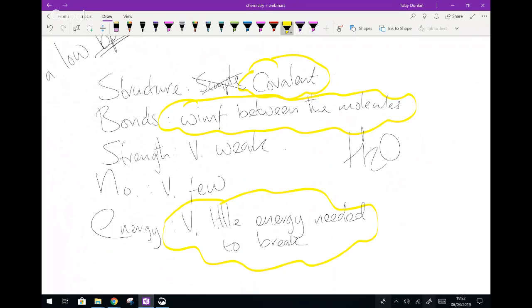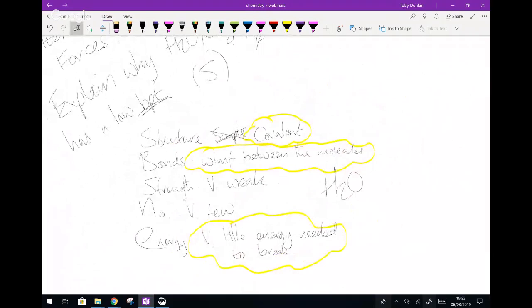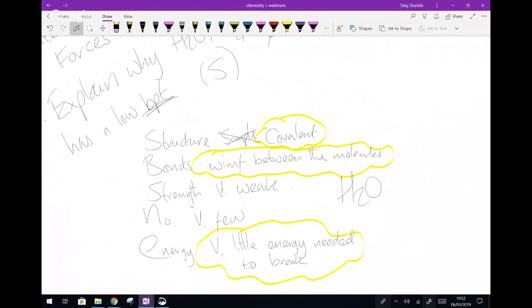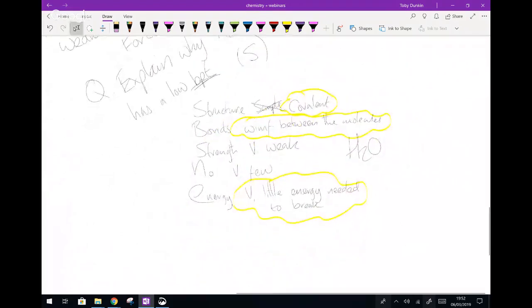I want to teach you a method to gain every mark with absolute clarity, with absolute assurance. You get to walk away going, smashed it, every point's there. I'm not going to lose a single thing. I don't like how they pick and choose. Just give it all. If it's in a tight space, just comma them. The structure is covalent. Bonds between the molecules are weak intermolecular forces, which are very weak. There's very few of them, and therefore very little energy. Just do it in a big long sentence.